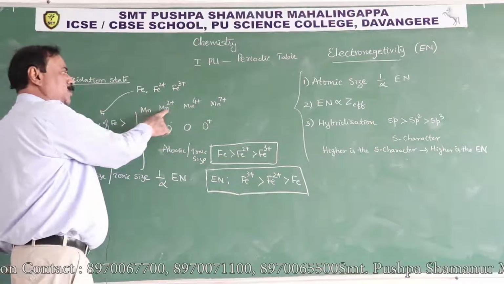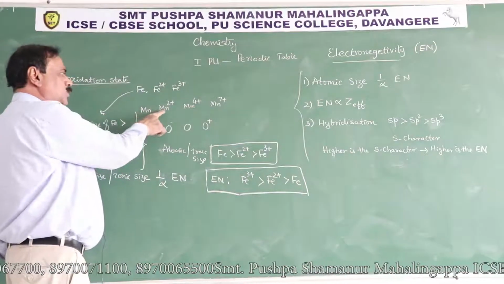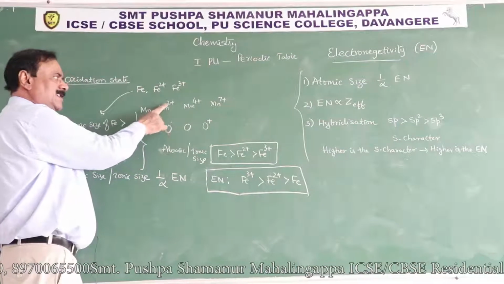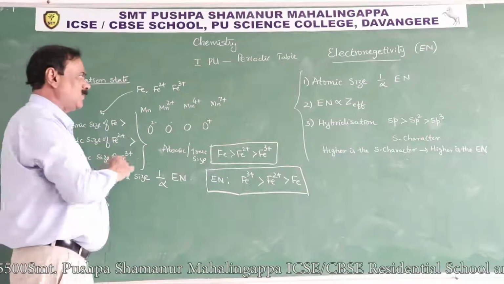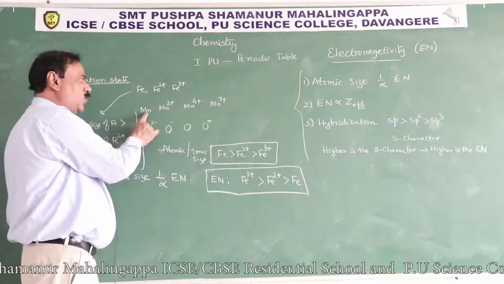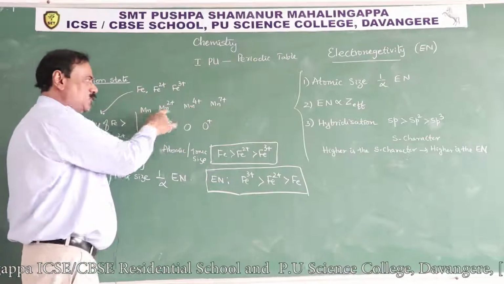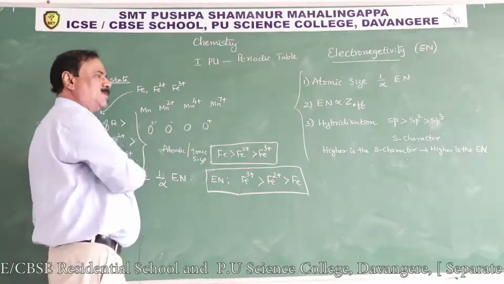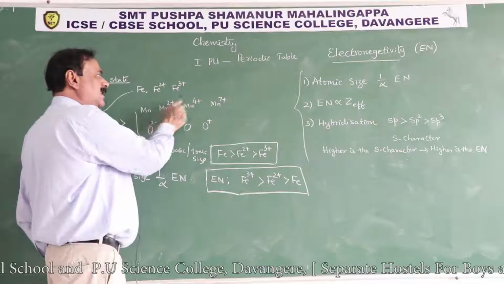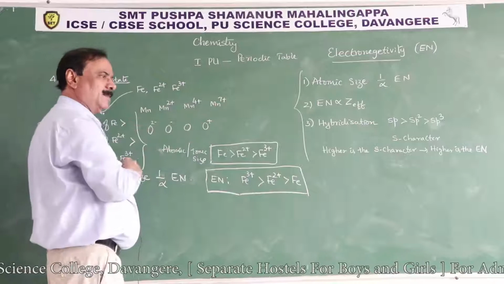Now come to this topic. Manganese, Mn2+, Mn4+, Mn7+. Mn2+ is obtained from manganese by the removal of 2 electrons, because it acquires 2 extra positive charges, whereas Mn4+ is obtained by losing 4 electrons from Mn or 2 electrons from Mn2+, and Mn7+ is obtained either by the loss of 7 electrons from Mn, or by the loss of 5 electrons from Mn2+, or by the loss of 3 electrons from Mn4+.